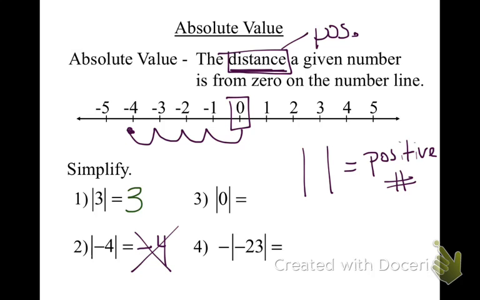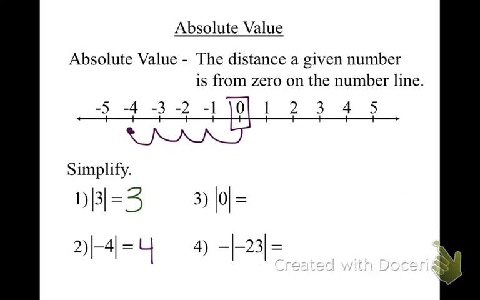So number 2 is actually equals 4. So number 2, 4 is my answer. Now, on your own, I want you to go and try to solve number 3. What's the absolute value of 0?